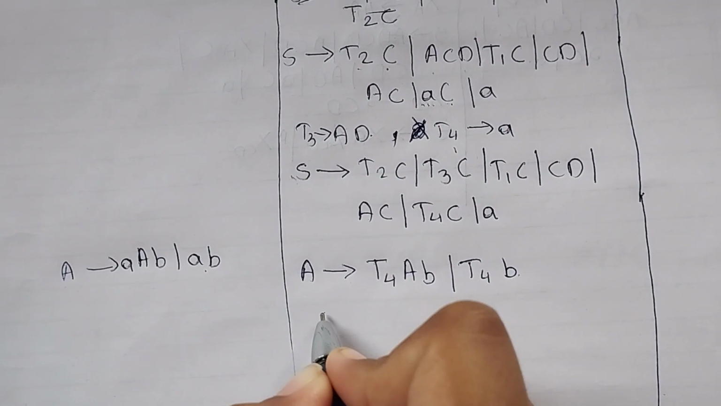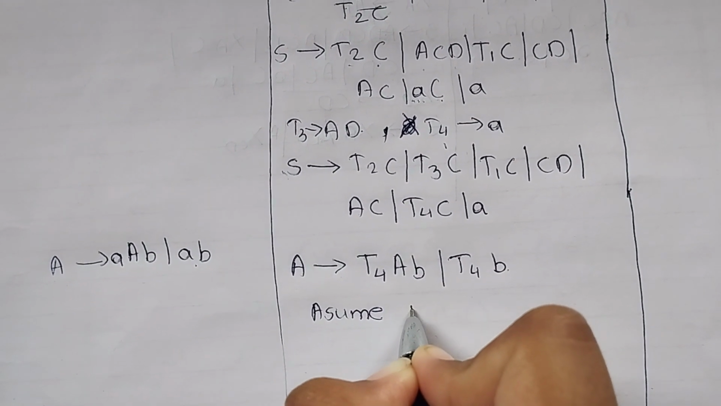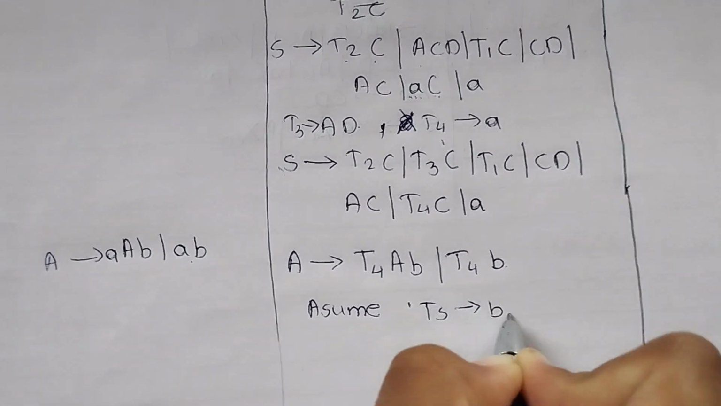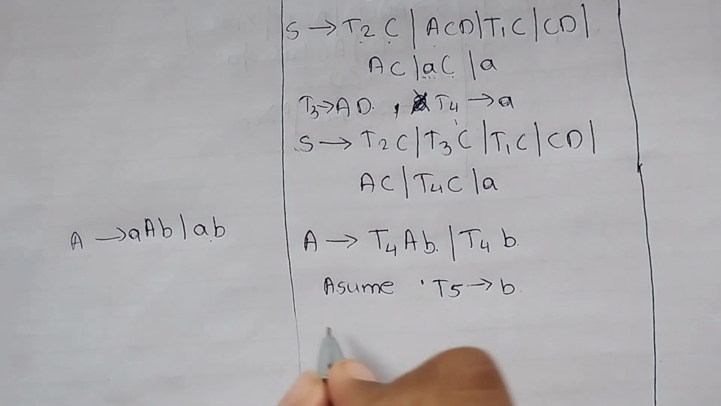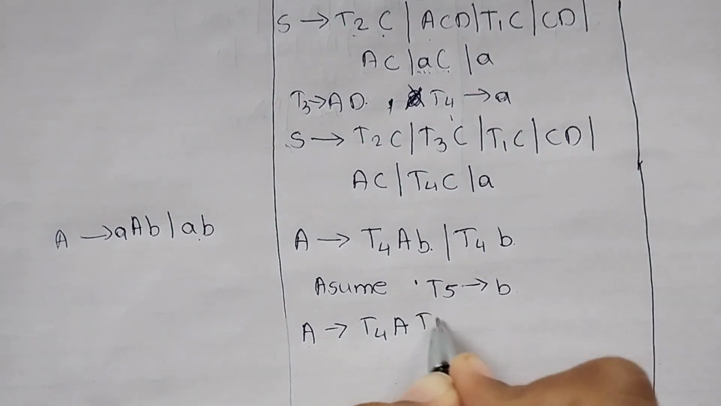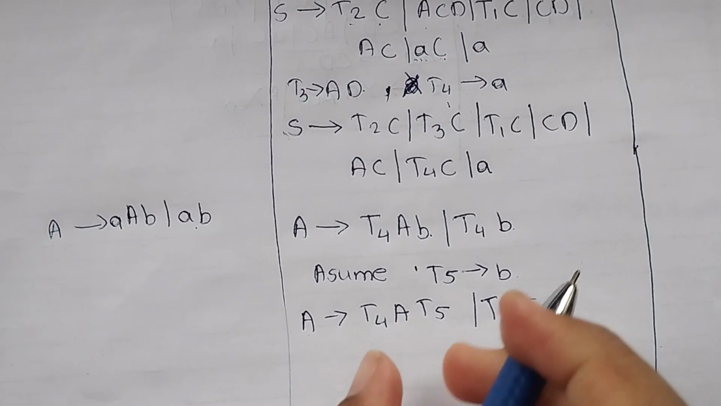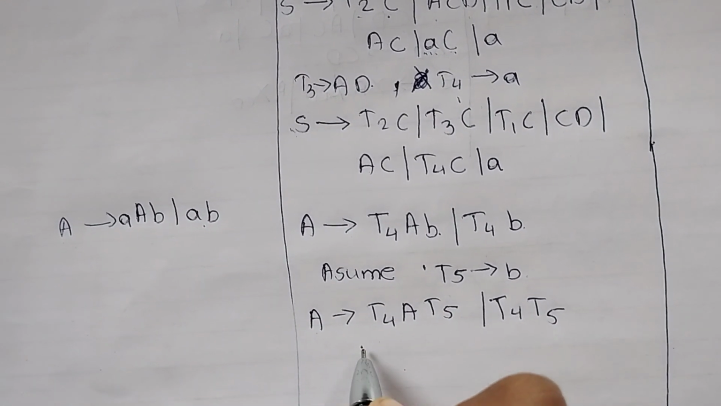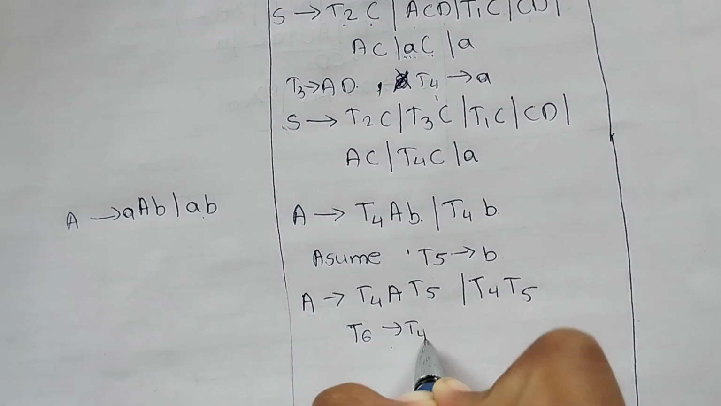Now for the B, I assume T5 for the B. So I write T4 A, T5, or T4 T5. Now here we get two capital letters, but here three capital letters. Then again I assume T6 for T4 and T5.